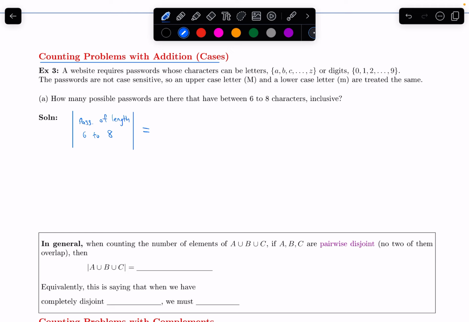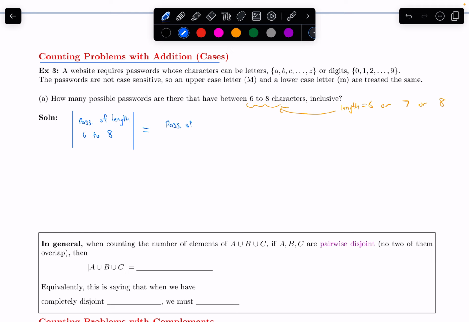Well, there's 3 different cases. Either it's going to have a length of 6 or a length of 7 or a length of 8. So based on this, there's 3 cases. Length equals 6, or equals 7, or equals 8. So if I count the number of passwords with each of those lengths, I'm just going to add those up.